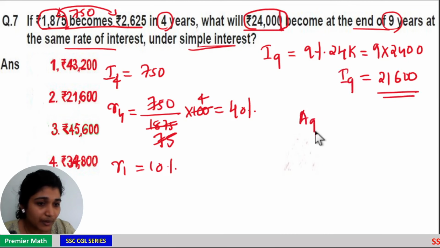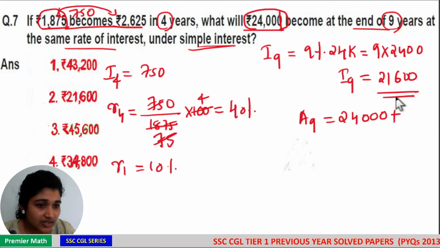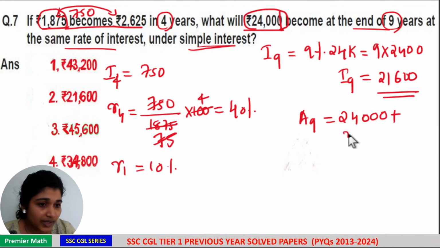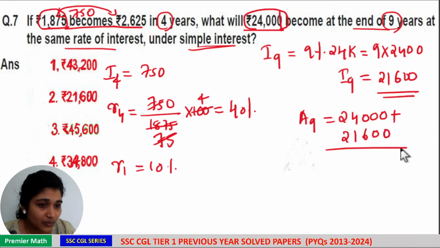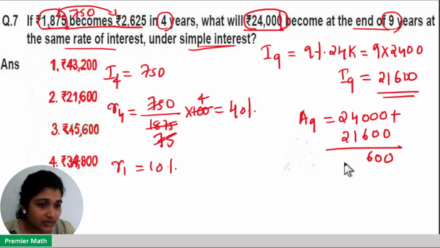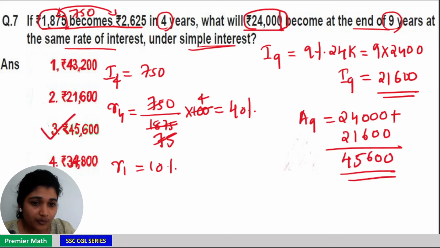Then the amount for 9 years. The amount at the end of 9 years is equal to the principal 24,000, that is the initial amount, plus the interest for 9 years. So if you add, this will become 45,600. Option 3 is your answer.